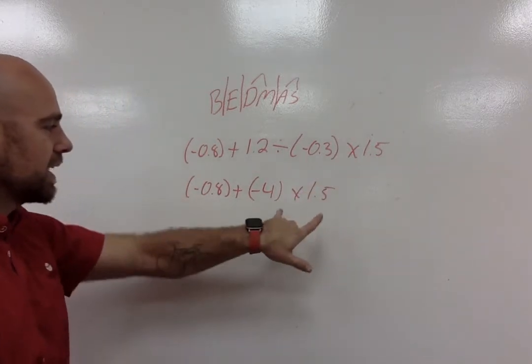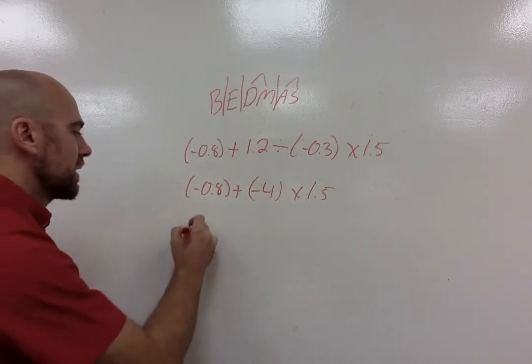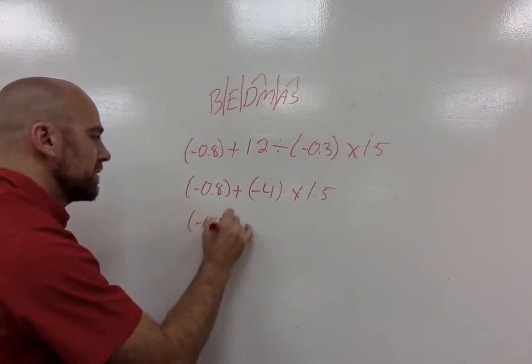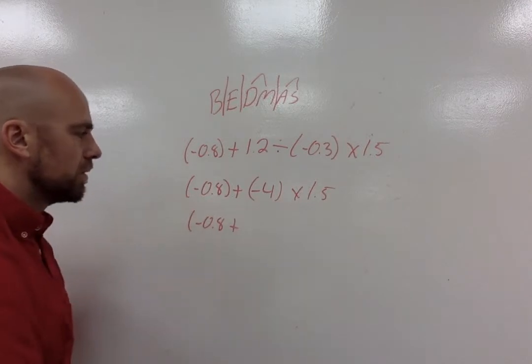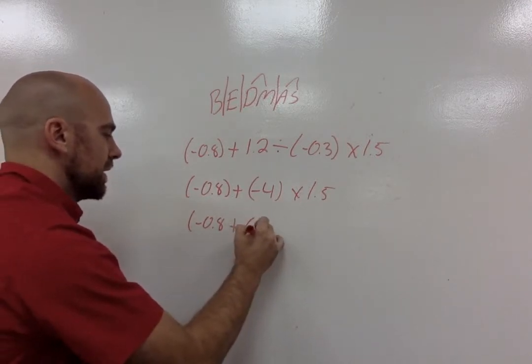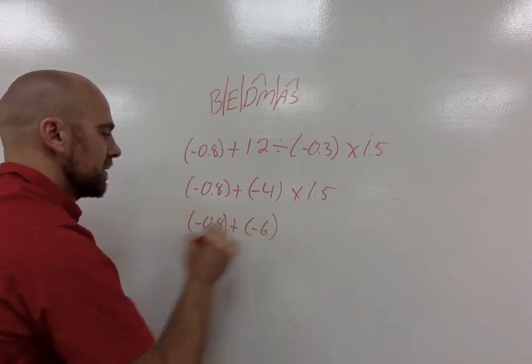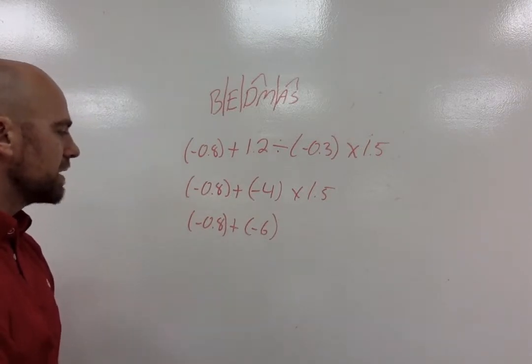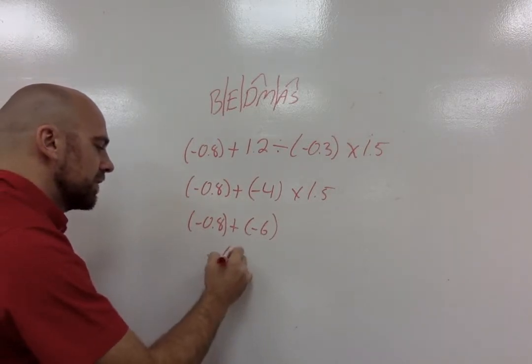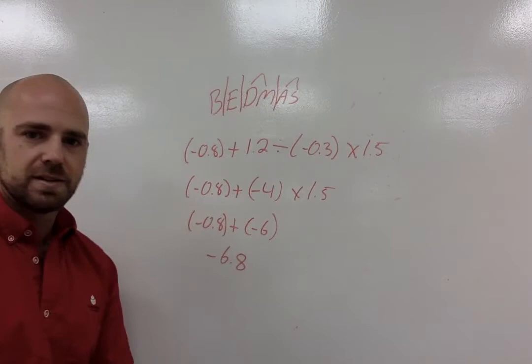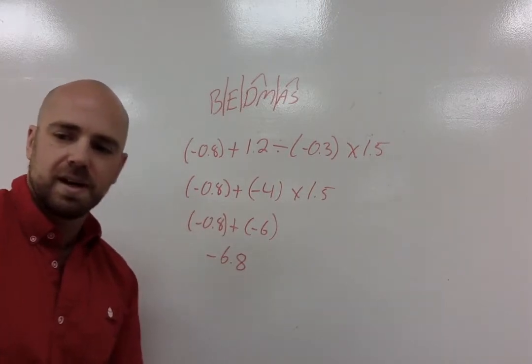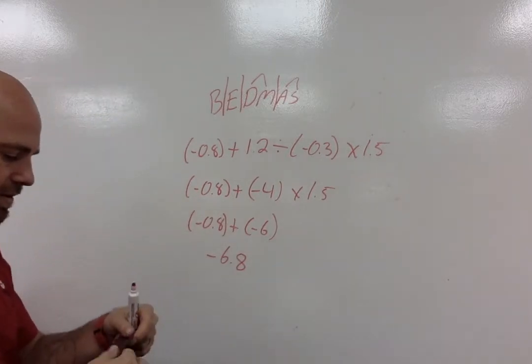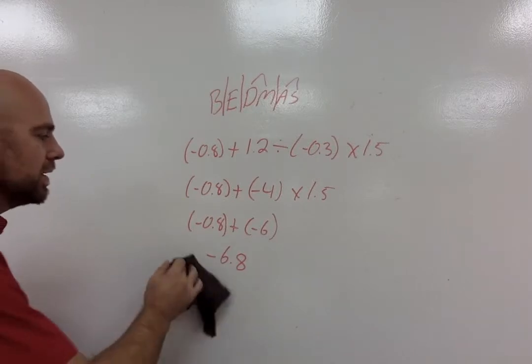Now my next step is I have to do my multiplication, because that comes next. So I have -0.8 plus -4 times 1.5, which is going to give me -6. Okay, -6 plus -0.8 is going to give me -6.8 as my final answer. All right, so hopefully there weren't too many concerns with that one.